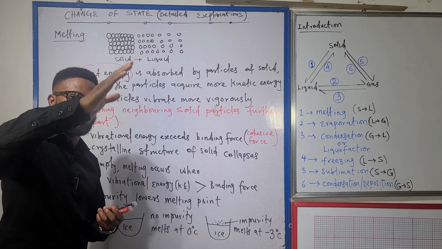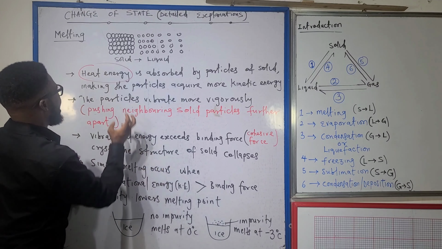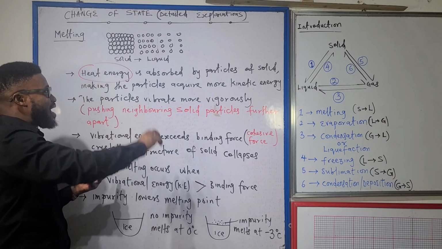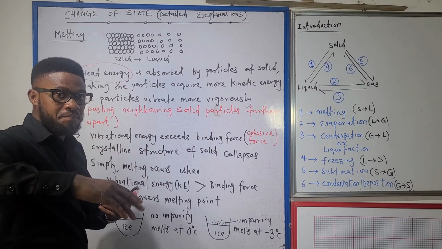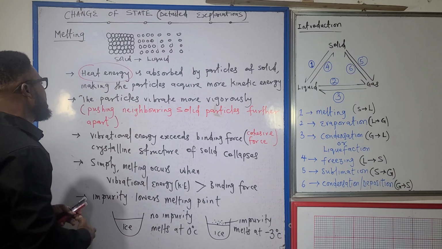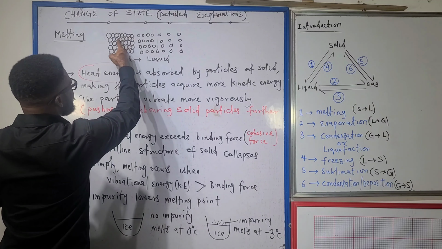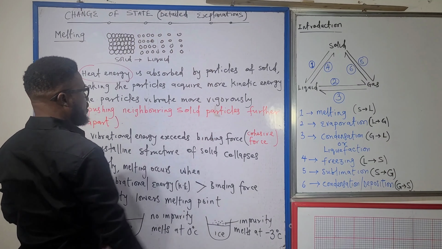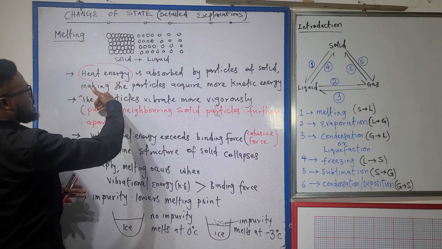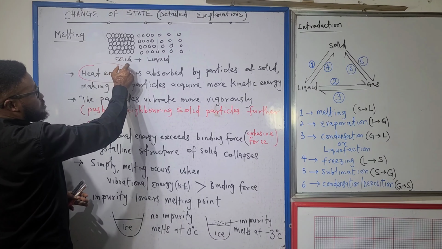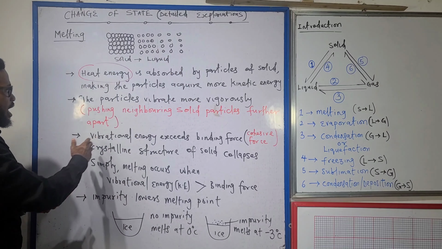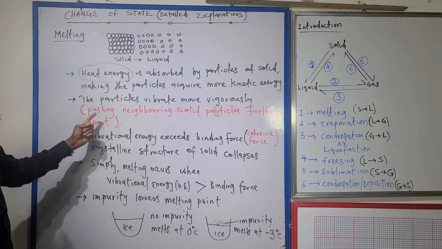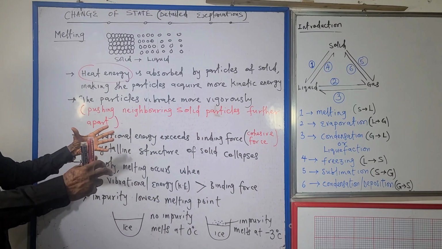If they had been vibrating this way before, and suddenly you have added heat and they have absorbed the heat, what will now happen is that the particles of solid vibrate more often and more vigorously, and that will make them push neighboring solid particles farther apart. The pushing of those particles farther apart is what will transit the material from solid to liquid. Look at it like what I wrote on the board. I said the particles vibrate more vigorously, pushing neighboring solid particles farther apart.